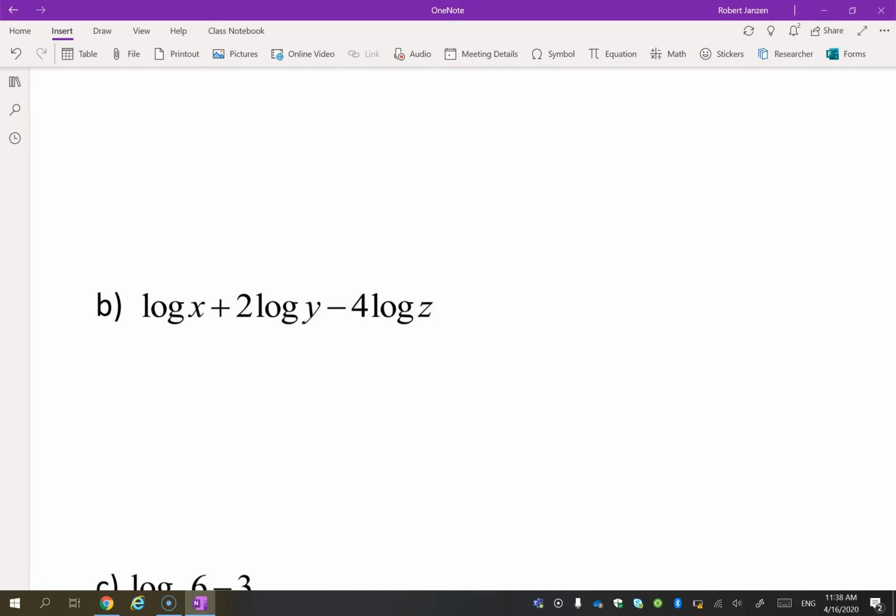Okay. Let's try this one. We're going to write as one log. All right, I see these two added, so let's add those two. x times y squared. And then I see subtract, so I know I'm going to divide this one.